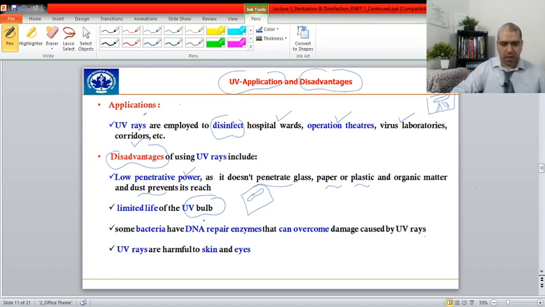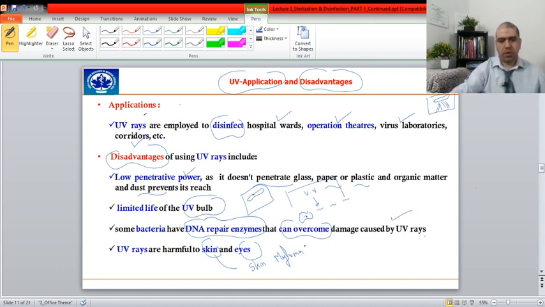And some bacteria have DNA repairing enzymes. So whenever you shed your UV light on the microorganisms, they can evade this disinfection, because within the microbes they have some DNA repairing enzymes. UV lights particularly damage DNA, so some bacteria have these repairing enzymes and can overcome the damage being done by the UV rays. And if you're working in the hood, you should be protected with gloves, because it can be harmful to skin and eyes. As I told you, these radiations can cause skin cancers, particularly skin melanoma, as I told in the previous slide.